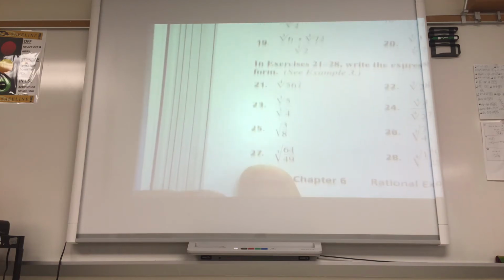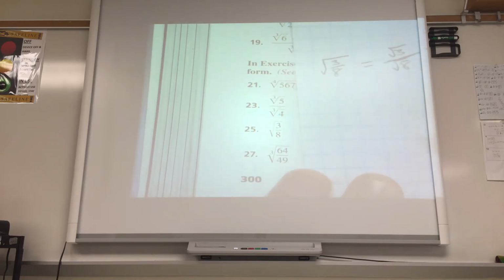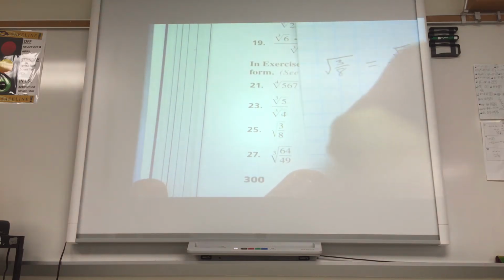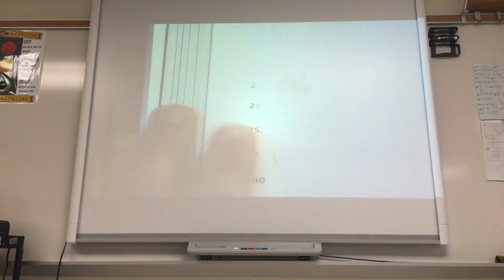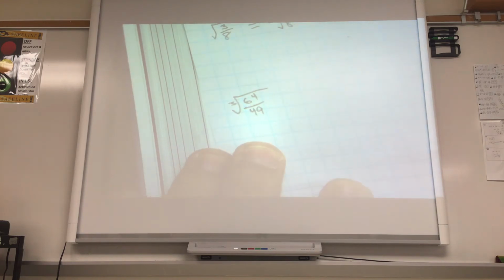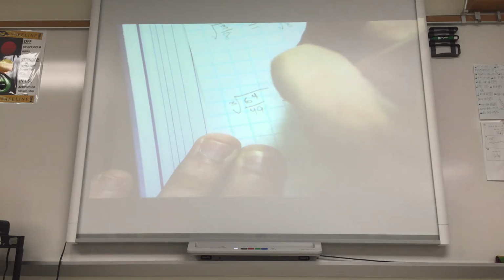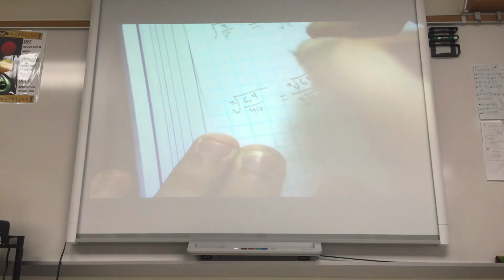number 27. Oh, I get to address something that people had a lot of misconceptions about on number 27. So, this says the cube root of 64 divided by 49. Well, that's the same thing as the cube root of 64 divided by the cube root of 49.